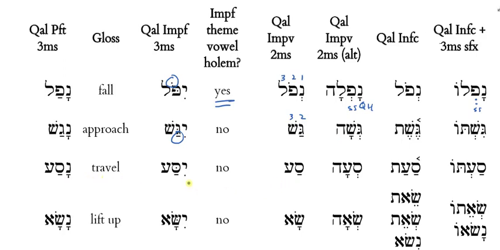Let's take a look at the imperatives here for the rest of these. Nasa is to travel. Imperfect, he will travel. Yissa, again, my theme vowel is not holem, it's patah. Okay? Here, the theme vowel is just patah as a matter of course. Here, the theme vowel is patah because I've got what in root 3 position?